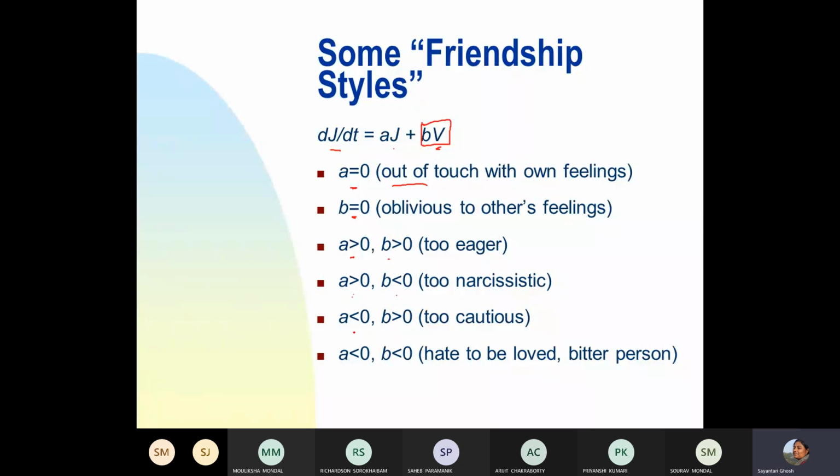Okay, let us consider the third scenario. The third scenario, now I think you will understand it. A less than 0 and B greater than 0. And I'm calling it too cautious. Why? Can anyone tell me? A less than 0, B greater than 0. Why am I calling it a too cautious person? Anyone?